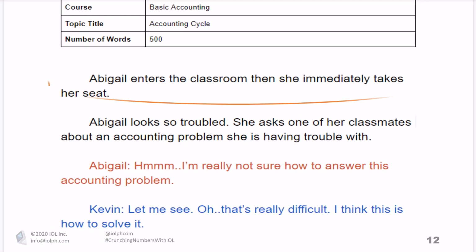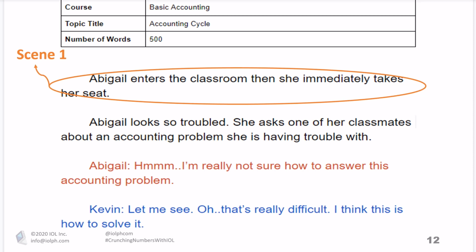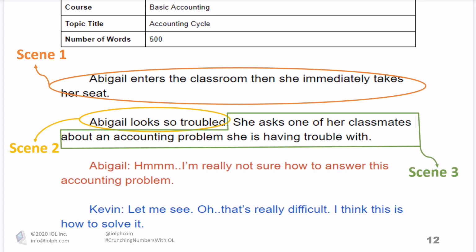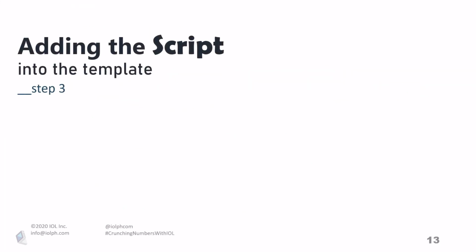For example, in the first scene, the character named Abigail enters the classroom, then she immediately takes her seat. For the second scene, Abigail looks so troubled. And for the third scene, she asks one of her classmates about an accounting problem she is having trouble with. And the scenes go on. You see, this step is very important because it helps us organize the sequence of events and makes our work easier for the next step in the creation of a storyboard, which is adding the script.